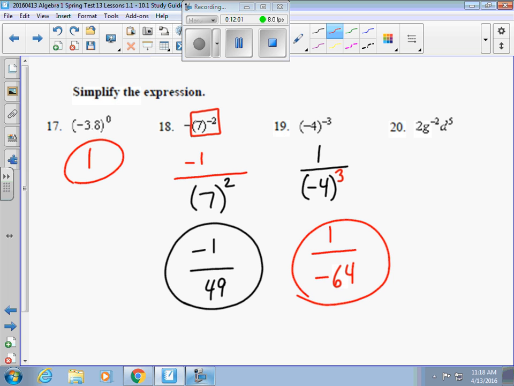Only g is being raised to a negative exponent. Therefore, 2 stays on top. D to the 5th stays on top, and g to the negative 2 rides the elevator down and becomes raised to the positive 2. 2d to the 5th over g squared.